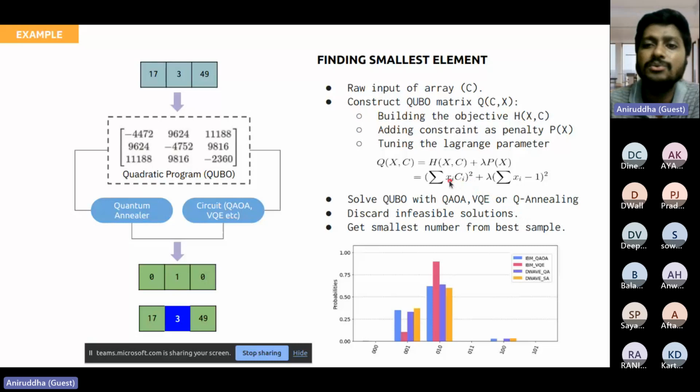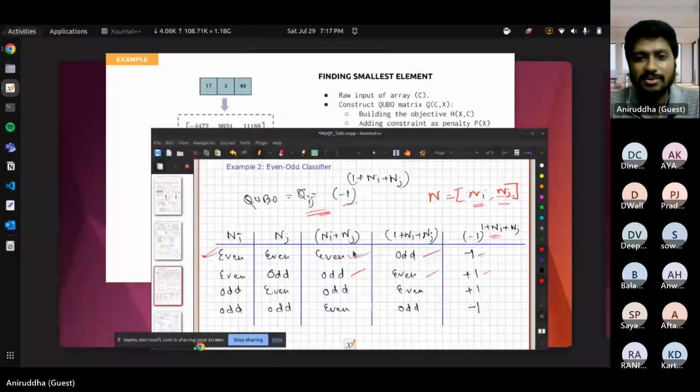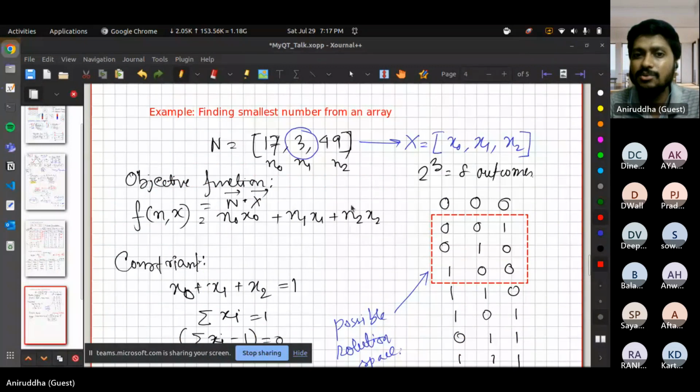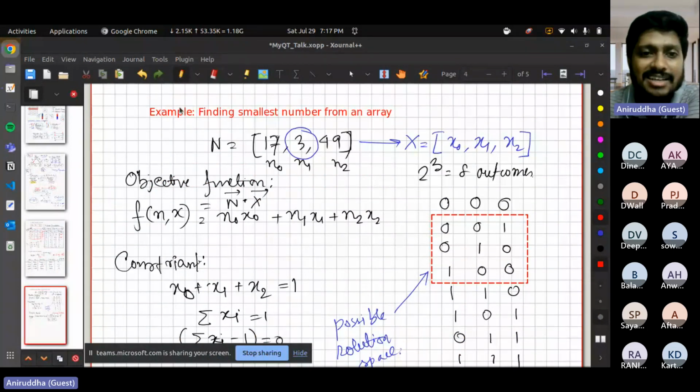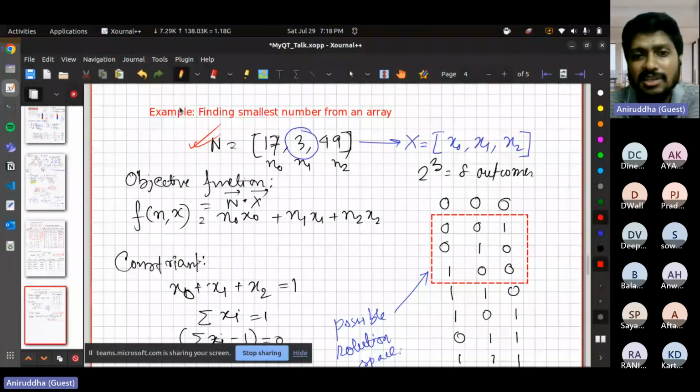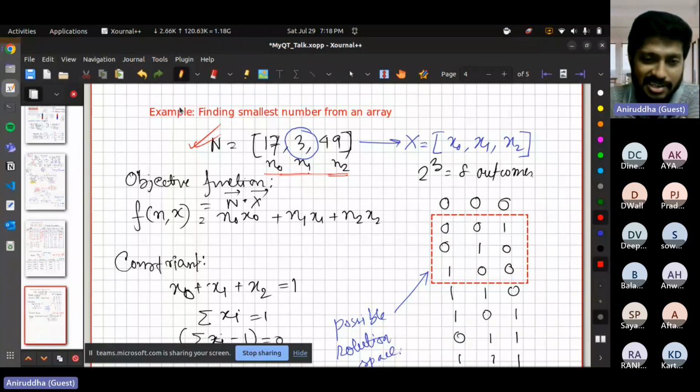Now the question is, how can you create a QUBO for this problem? This is a little bit different, right? So let's come to the notepad that I have. Here you can see the array that we are having. There are 3 numbers, and I'm designating them n0, n1, and n2. Now the thing is, we cannot just extract the output directly, so we have to think a little to come up with the objective function.